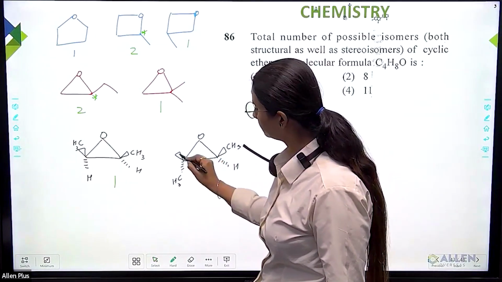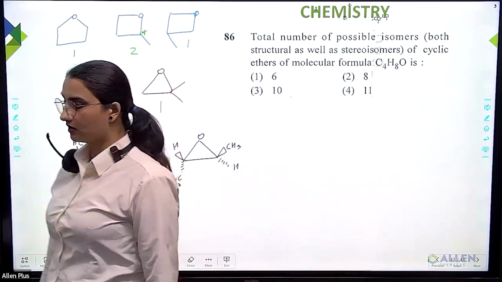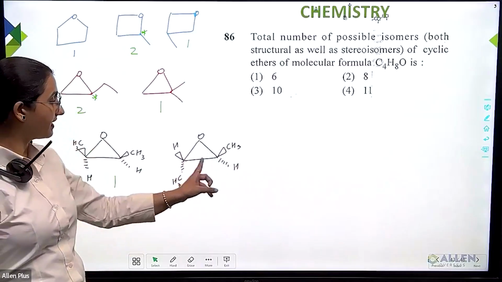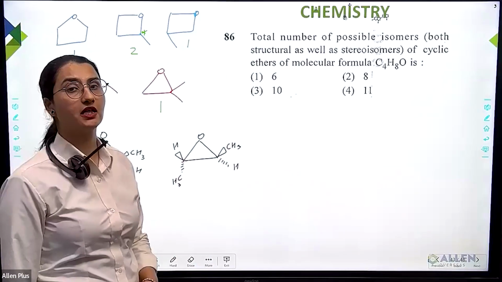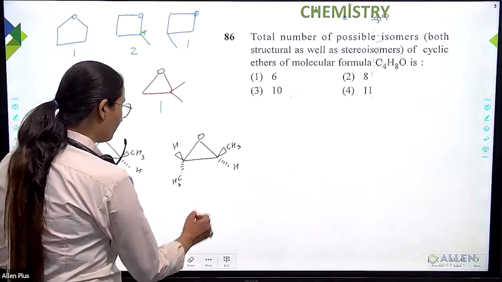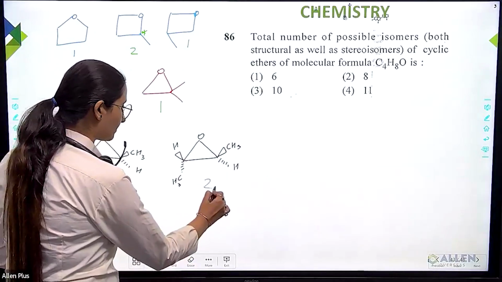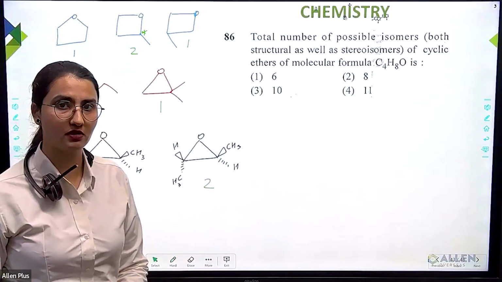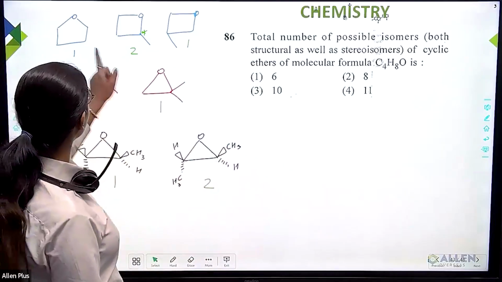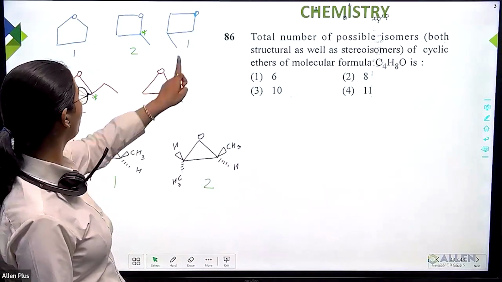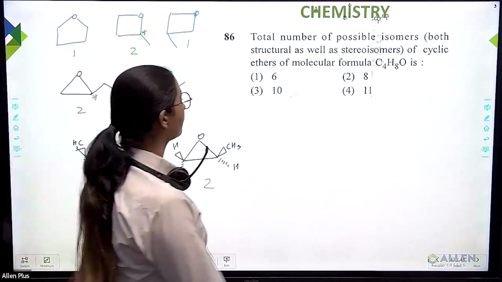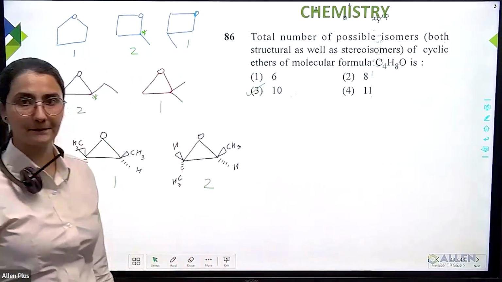H up. This is one more geometrical isomer, but please note it is optically active also. There is no plane of symmetry. Since it is optically active, it will have what? Two isomers, two enantiomers. Correct? Configuration could vary. So total how many? One plus 2, 3, 4, 5, 6, 7, 8, 9, 10. Answer is 10. Correct?